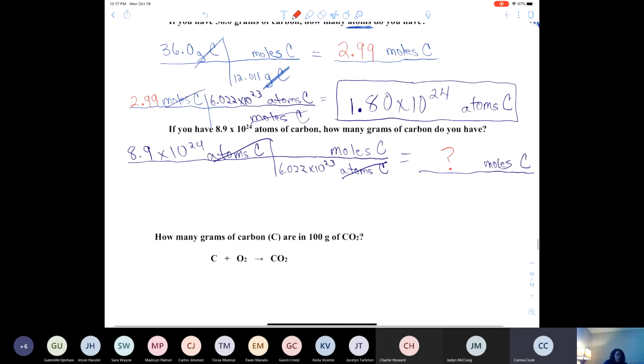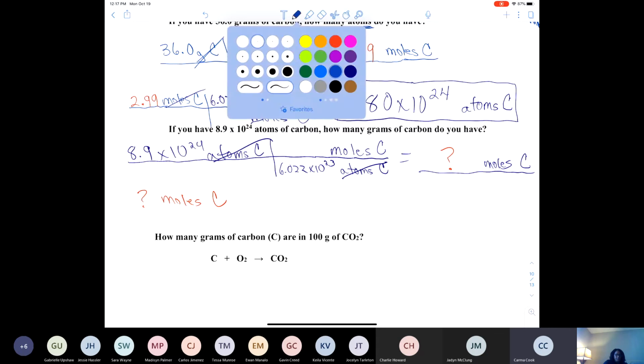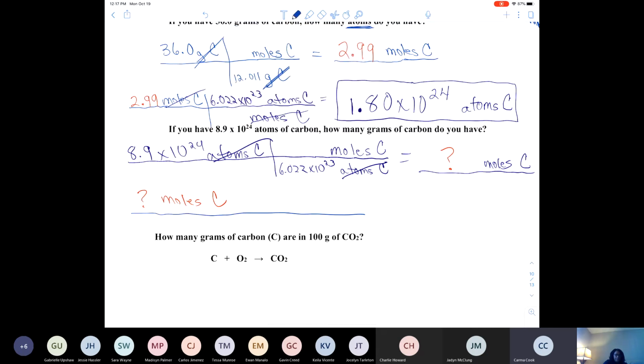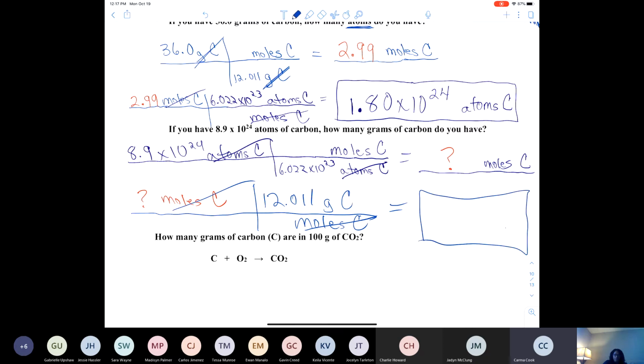And then we'll take the moles of carbon and convert them to grams by using the atomic mass of carbon. The moles of carbon will cancel, and you'll get grams of carbon. So I'm going to let you finish that one.